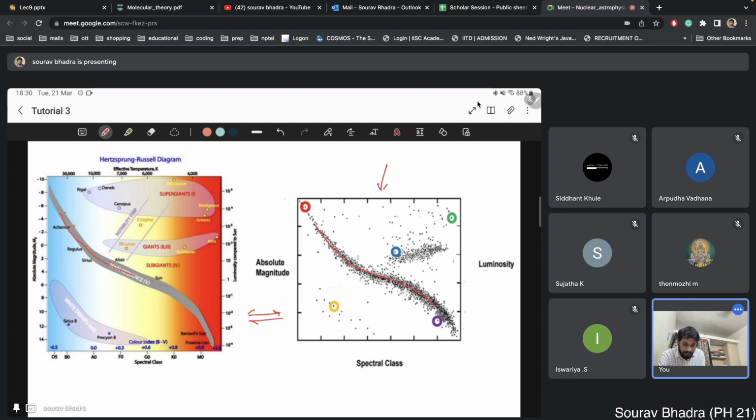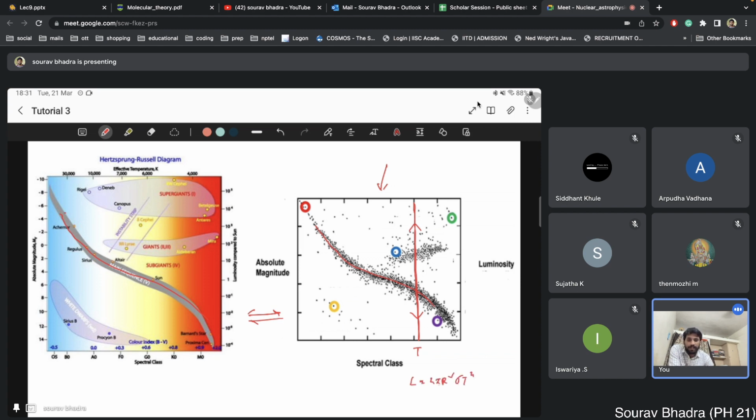Okay, so this is the main sequence. If you are at a particular x value, that means a particular temperature value, and you go upward or downward on the y-axis, then you are going to a different luminosity. If you go upside, you are going to a higher luminosity side. If you go downside, you are going to a lower luminosity side, and luminosity is 4 pi r square sigma T to the power 4.